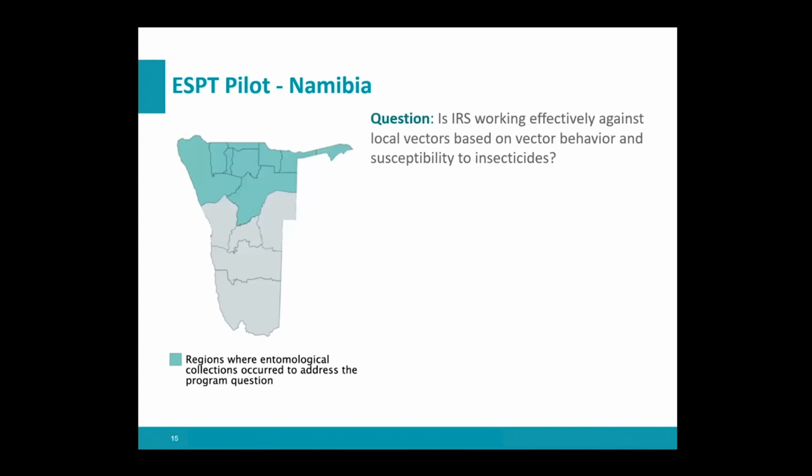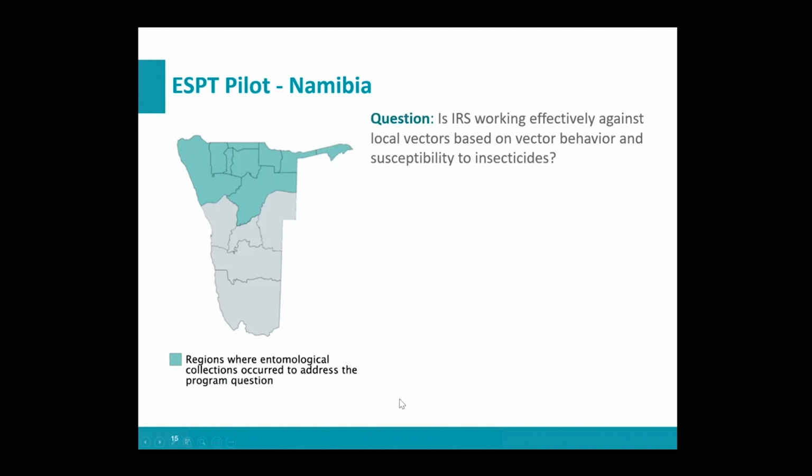In Namibia, malaria is endemic to 9 regions, all situated in the northern part of the country. Namibia is striving to attain zero local transmission by 2022. Thus, in order to work towards their elimination goals, Namibia's country program and its partners sought to understand how their current interventions functioned. One of the questions the program posed was, is IRS currently working effectively against local vectors based on vector behavior and susceptibility to insecticides?